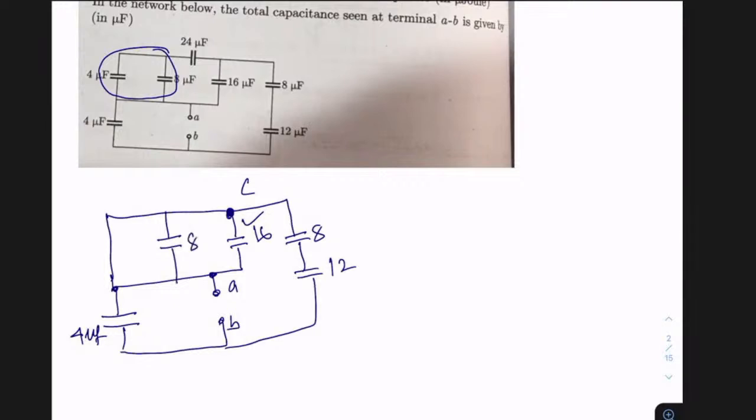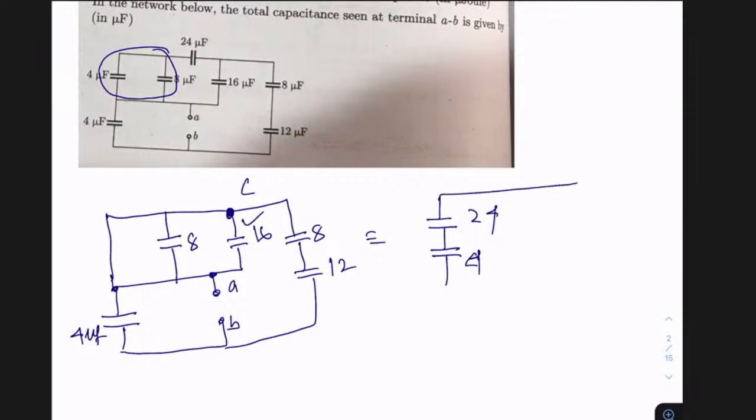This is 16 and this is 8. So this is now equivalent to, okay, 16 plus 8 is 24. This is in series with 4.